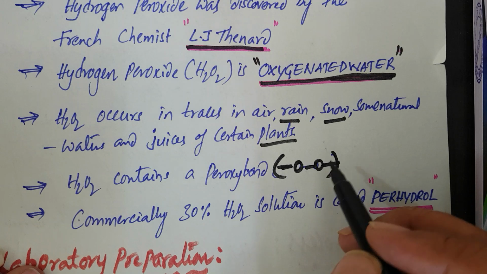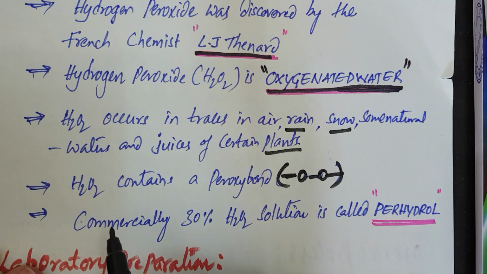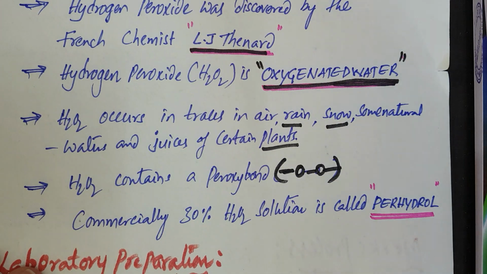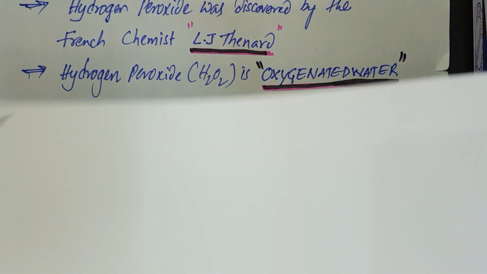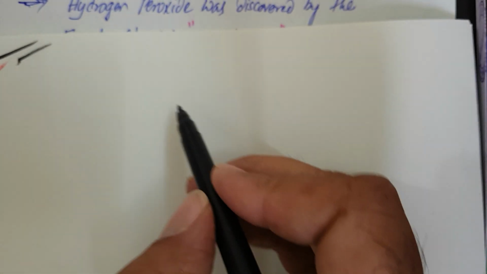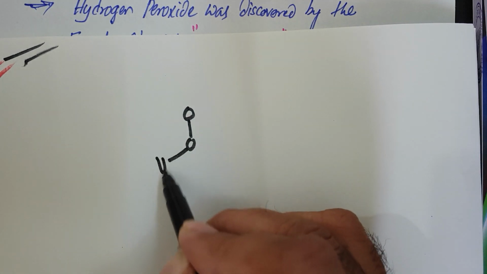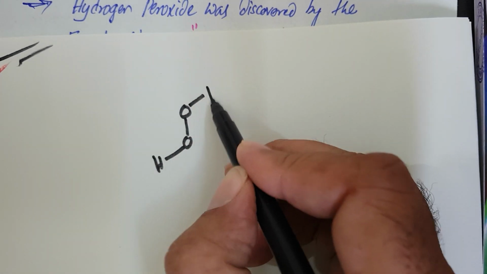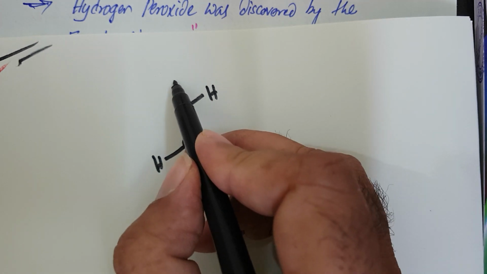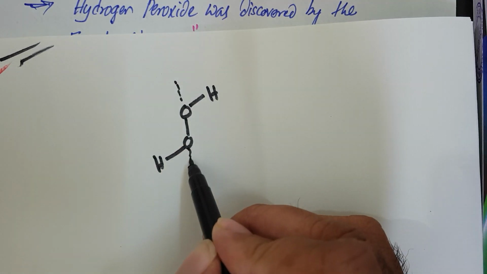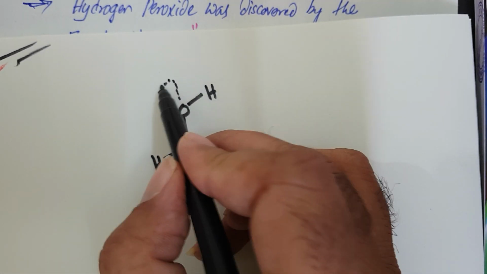OO bond is called what? Peroxy bond. H2O2 contains a peroxy bond. See the structure of hydrogen peroxide. This is the structure of hydrogen peroxide. It has open book structure. Hydrogen peroxide structure is what? Open book structure.